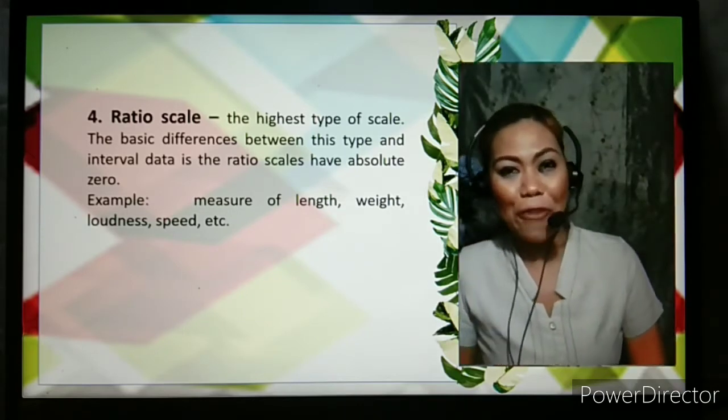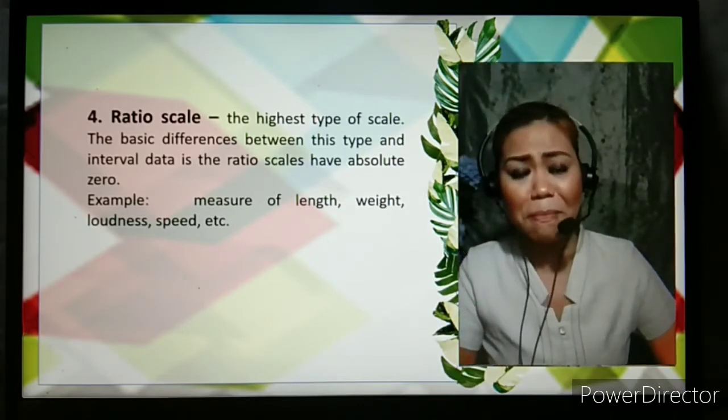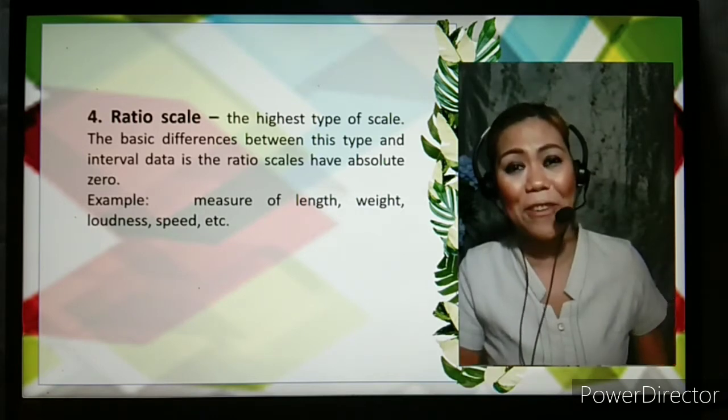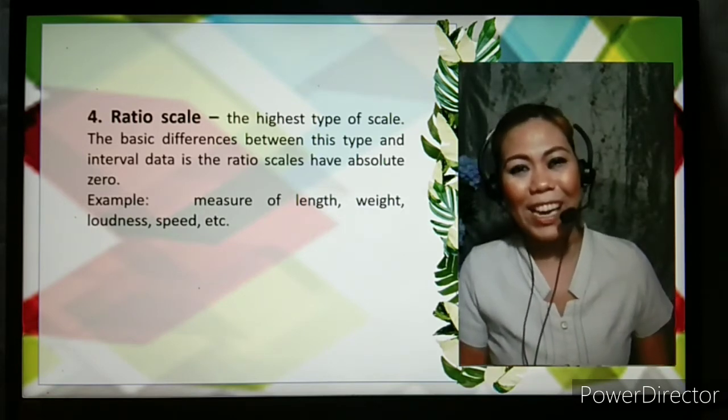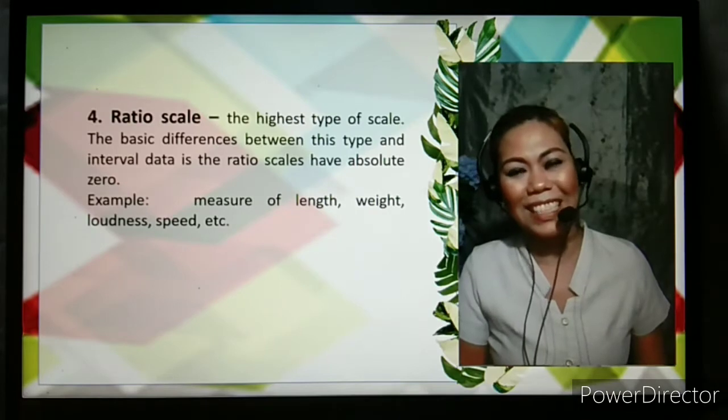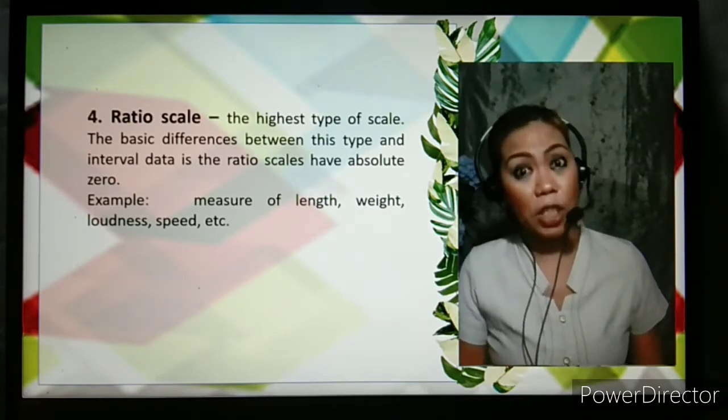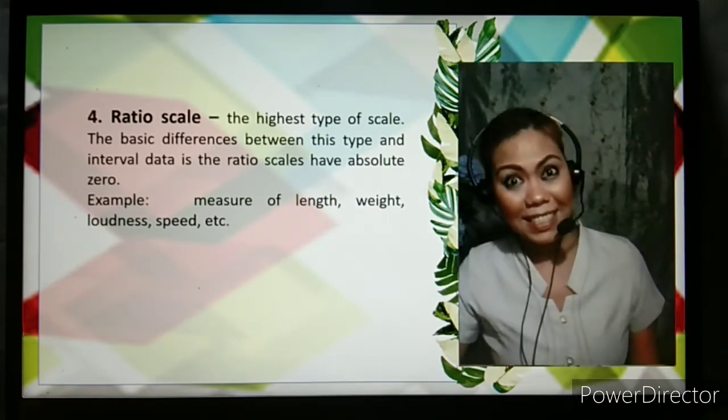And for further explanation, I'm going to play another video again. Okay, it's all about the scales of measurement. So, take a look at this.